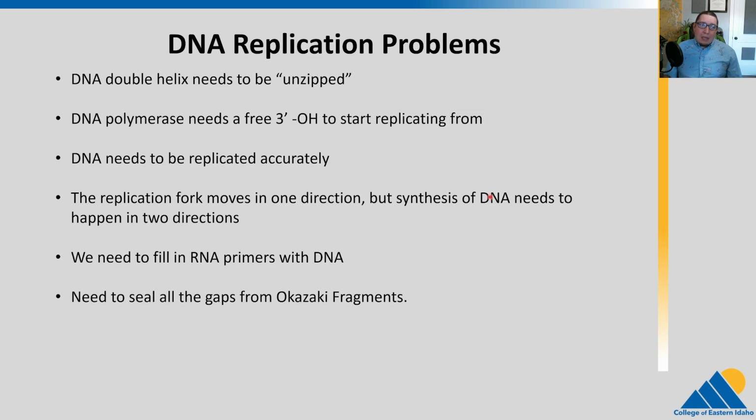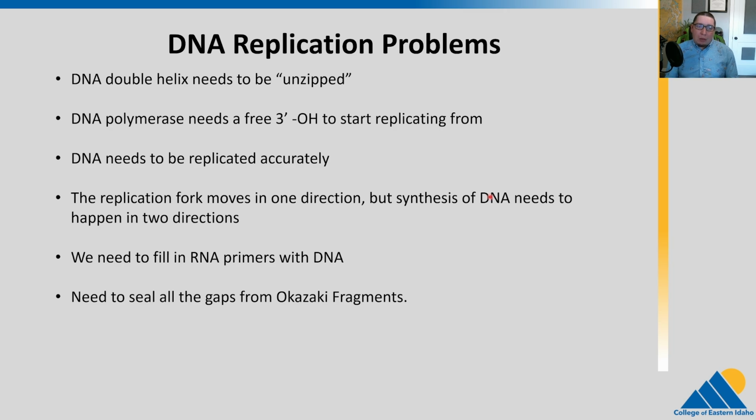So first off, DNA is a double helix. We talked about that model there. That double helix, the hydrogen bonds that hold it together need to be unzipped. That is our first piece there. The DNA polymerase is going to need to have a free 3' OH to start replicating from. So it just can't start copying DNA. It needs something to work off of. The DNA needs to be copied accurately. It's no good making a copy if it's full of mistakes or mutations. So we'll talk about how this accuracy is achieved.